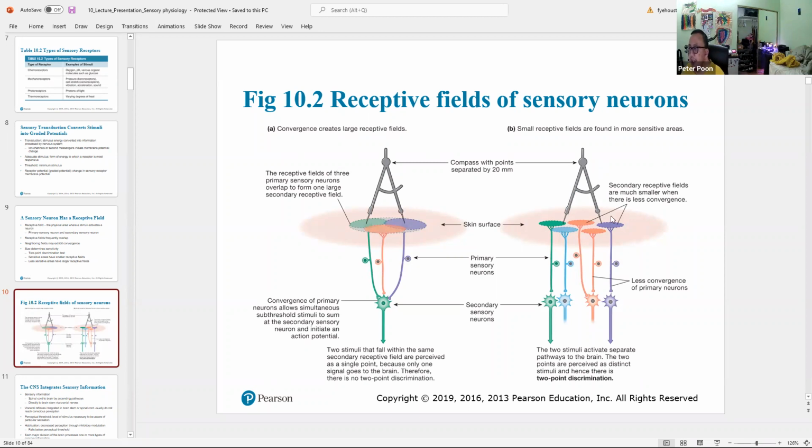On this side, because they go through different secondary neurons, like this one goes through the green one and this one goes through the purple one, they will feel like 2 separate points. So that's something with a large receptive field versus something with a small receptive field. I'm sure they'll go over that in more detail in lab.